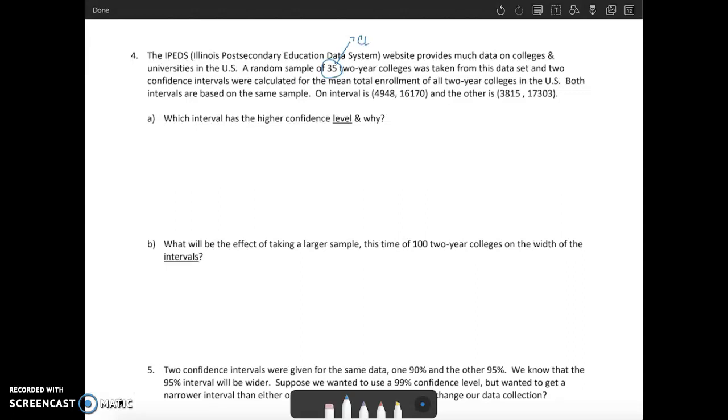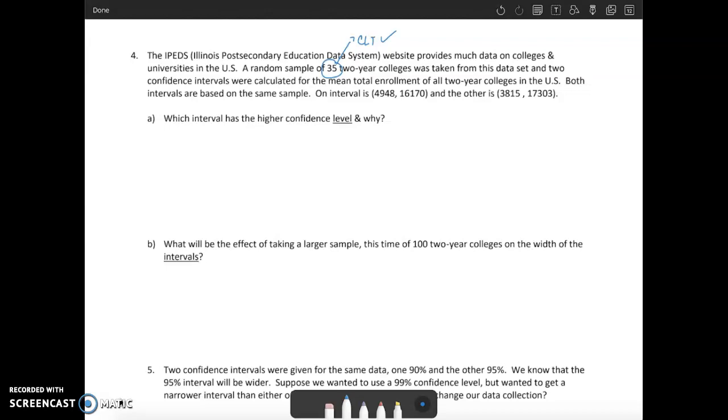So notice that the CLT is met with this. One of the intervals came out as lower limit 4,948 and upper limit 16,178. Again, these are for the mean enrollment in two-year colleges. And the other one came out as 3,815 to 17,303. And this is all the information that we have right now. The question then is, which interval has the higher confidence level and why?